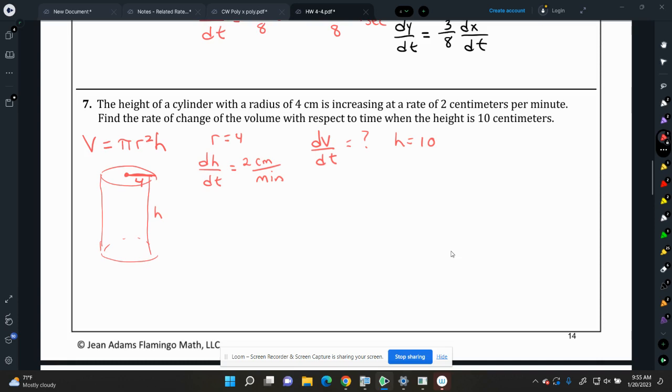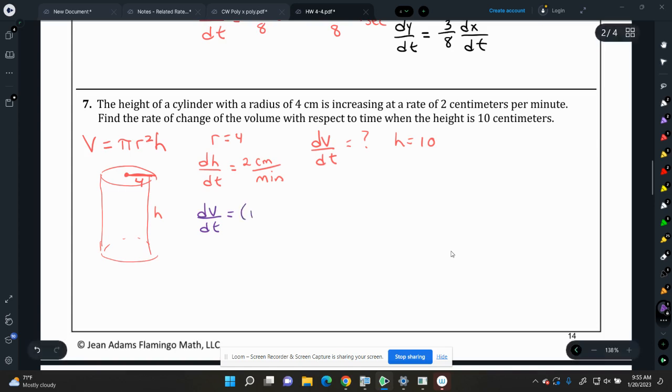Okay. So what are we going to do? Right. So we've got dV/dt equals, this is a product rule. So first, pi r squared times the derivative of the second, dH/dt, plus the second, so we've got pi h, times the derivative of the first, 2r dr/dt.